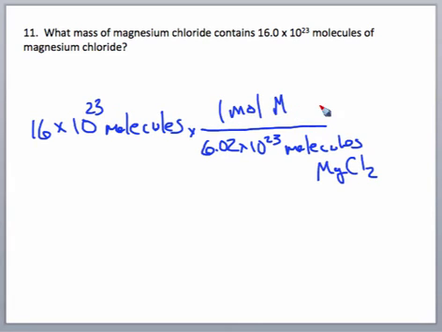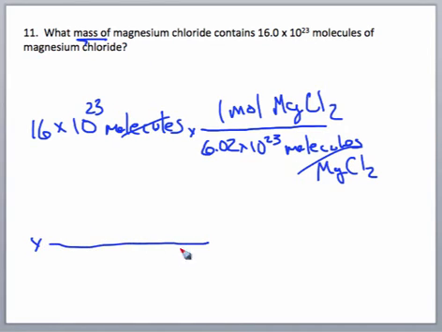And again, my pen, there we go. Magnesium chloride. So molecules cancel. Now we want mass. So I'm going to continue down here. We can go from moles to grams of magnesium chloride.